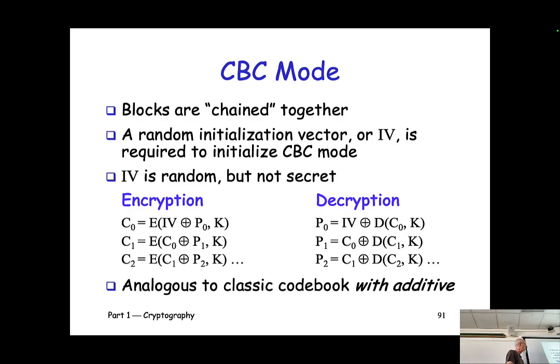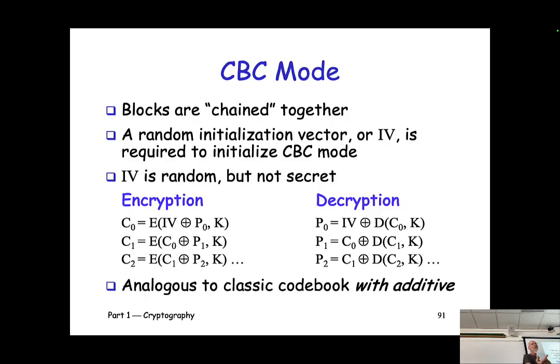So here's the process. Just like before, we have a plain text message, P0, P1, and so on, and we share a key between Alice and Bob. To start with, for the first block, Alice takes the IV, XORs it with the plain text block, and then encrypts it with the key K. She takes the resulting ciphertext, XORs it with the next plain text block, and encrypts that with the key K. She takes the result of that, XORs it.